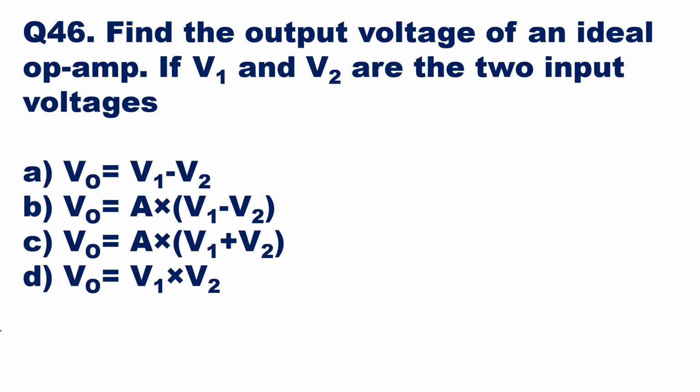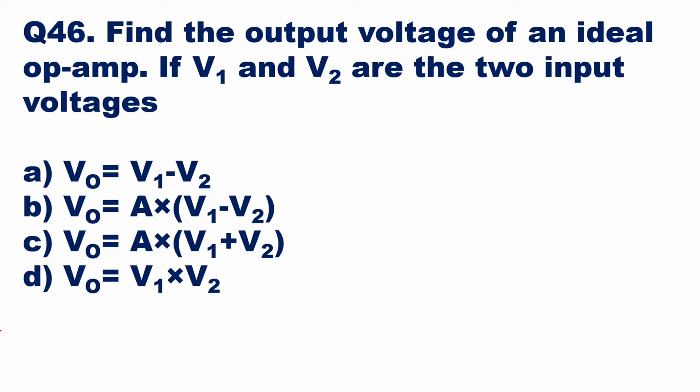Find the output voltage of an ideal op-amp if V1 and V2 are the two input voltages. Okay, V1 and V2 are the two input voltages. So here the options are: V0 is equal to V1 minus V2. V0 is equal to gain, that is A, multiplied by V1 minus V2. V0 is equal to gain multiplied by V1 plus V2. And V0 is equal to V1 into V2.